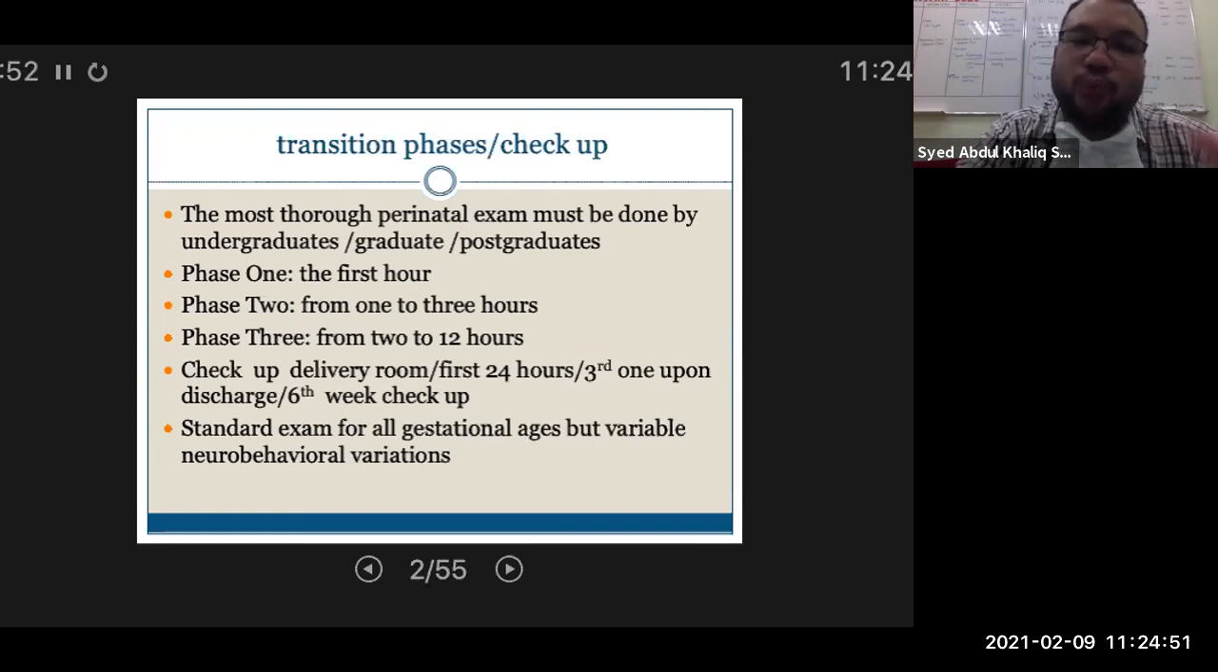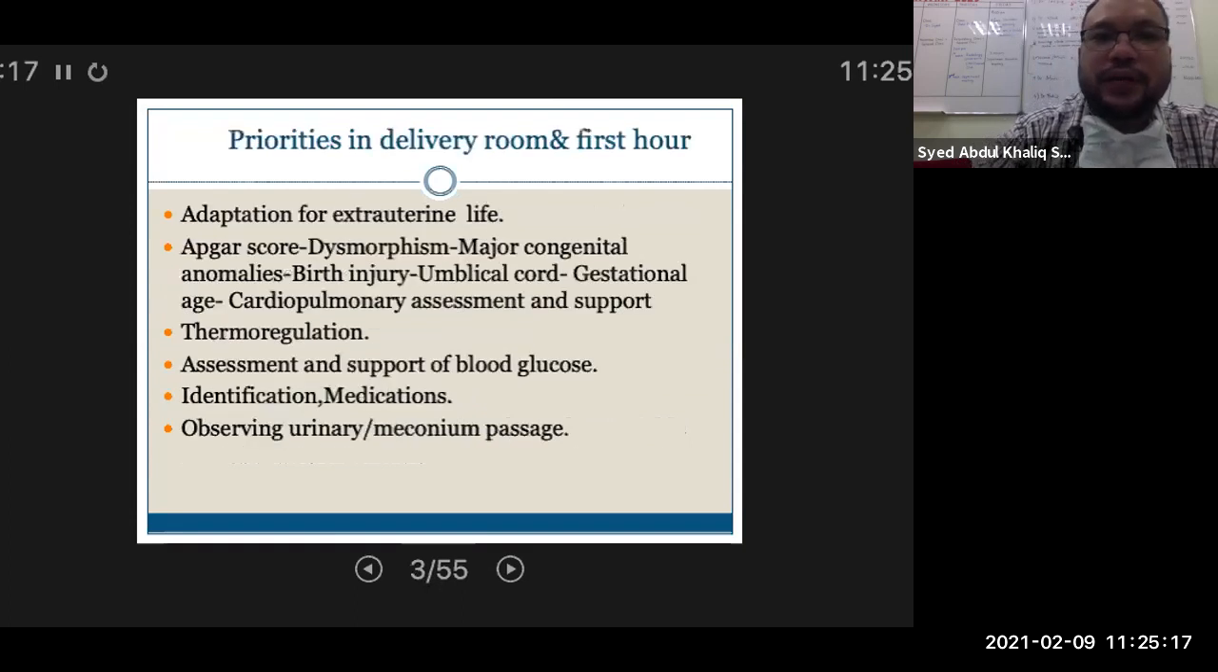So how do we assess? When do we assess? There are several phases. The first phase is the first hour of life, because in the first hour of life there are important things for you to assess. Phase 2 is from 1 to 3 hours usually, and phase 3 is from 2 hours and later. And then we also do regular checkups on babies later when the baby is still in our postnatal period.